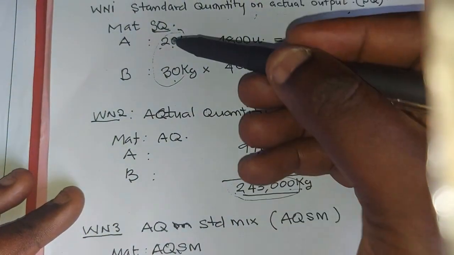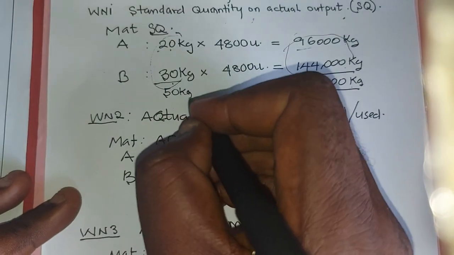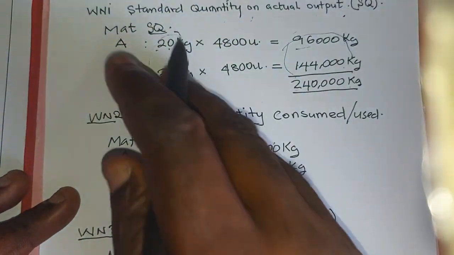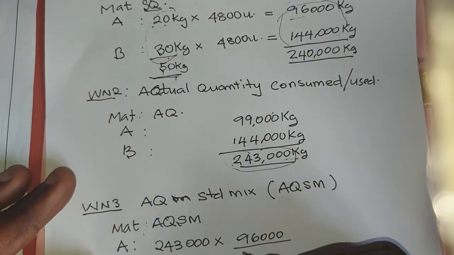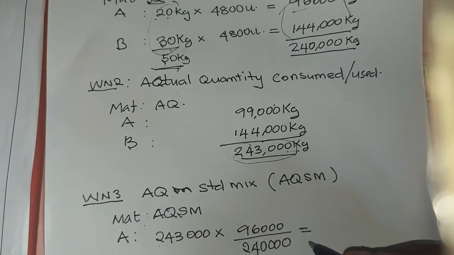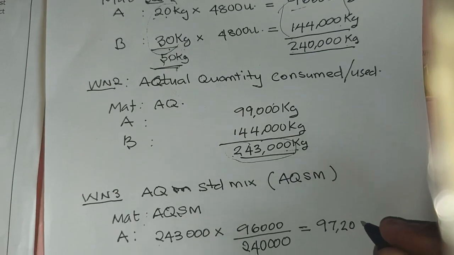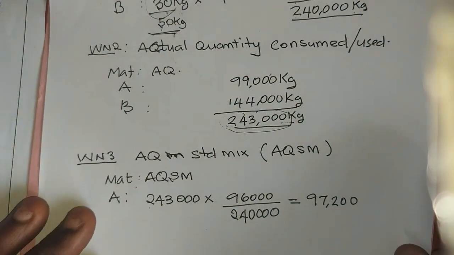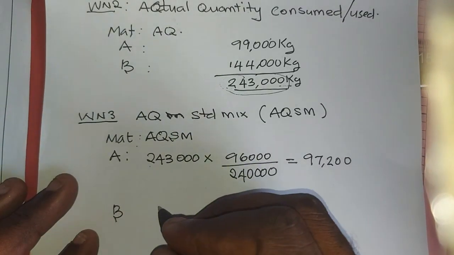So if you are using this, this one is 50 kilograms, okay? The addition of these two. So if you are using the total, we use this total here, all over 240,000. And the answer to this question is 97,200. Okay, class?